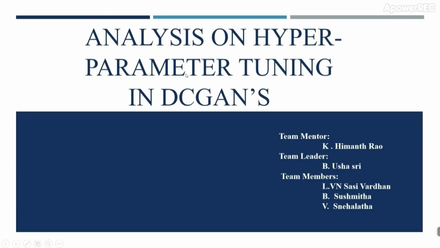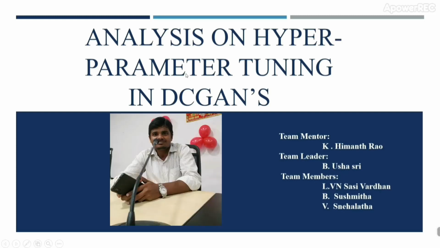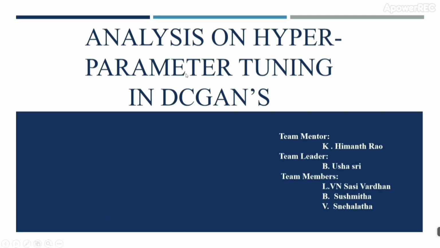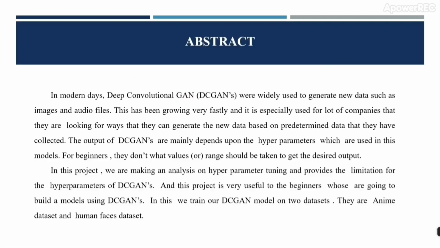In this video, I am going to explain about my final year project. My team members are L. Vardhan, B. Sushmitha and V. Snehalatha, and my project guide is K. Himanth Rao, Associate Professor in Welfare Institute of Science, Technology and Management. My project title is Analysis on Hyperparameter Tuning in DCGANs. DCGANs means Deep Convolutional Generative Adversarial Networks. These are widely used for generating new images.